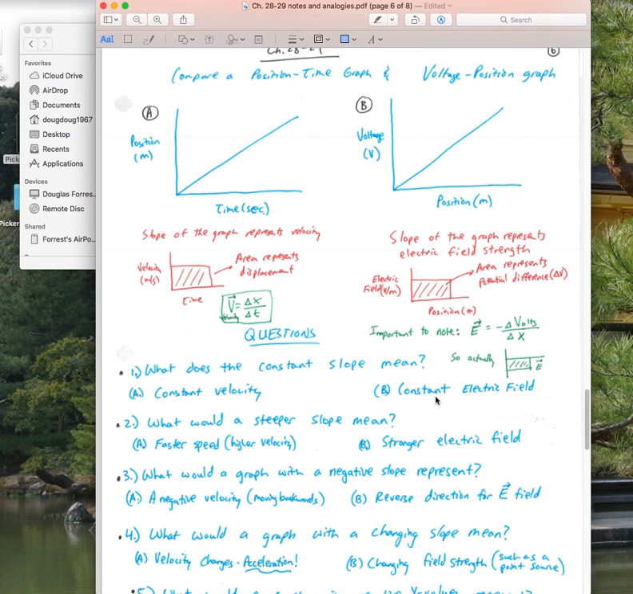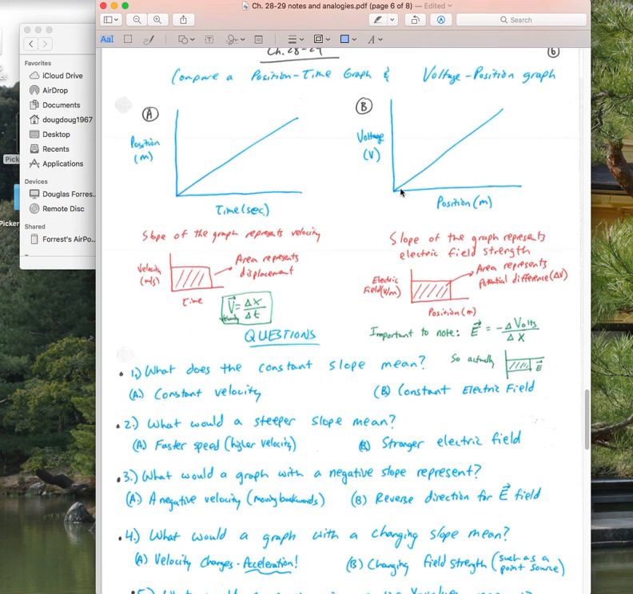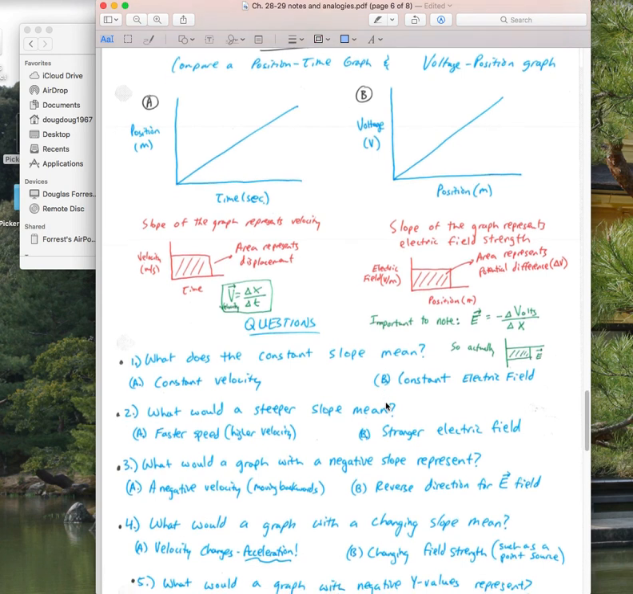What about a graph with a changing slope? Well, here it represents that the velocity is changing, that's acceleration. Here it means that the field strength is changing. So for example, if we're looking at a point source, we would not have a nice uniform line like this. If we're getting close to the charge, we would exponentially curve up. If we're getting away from a charge, we would exponentially curve down in terms of the potential with respect to position.